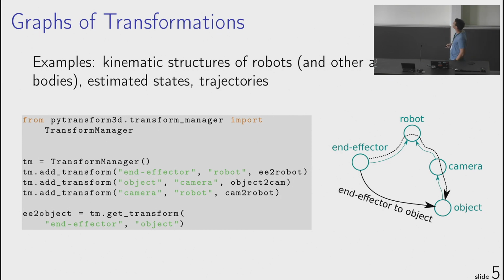So you want to request the transformation between the end effector and the object. For that, you can just request it from the Transform Manager, and it will compute this path basically, and following along the path, it will invert and concatenate transformations as needed. So that's a quite nice tool.